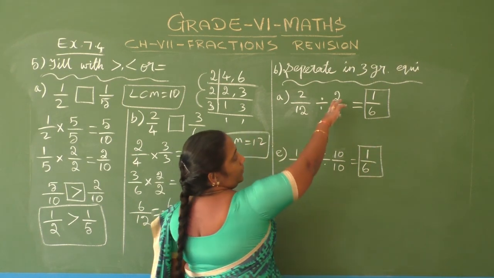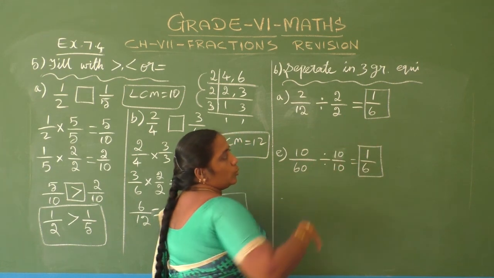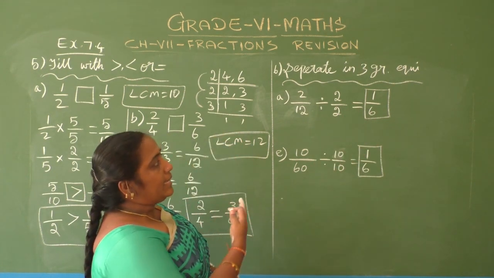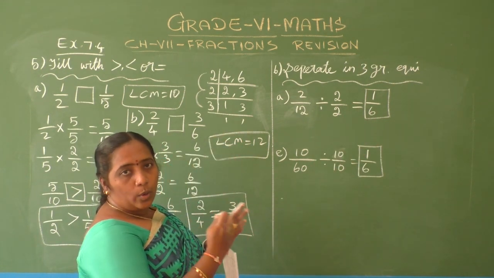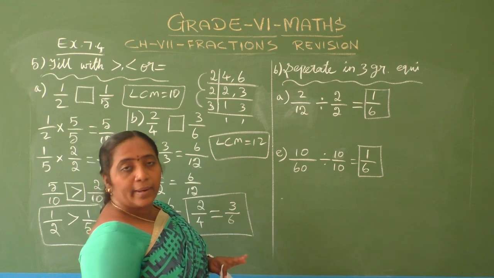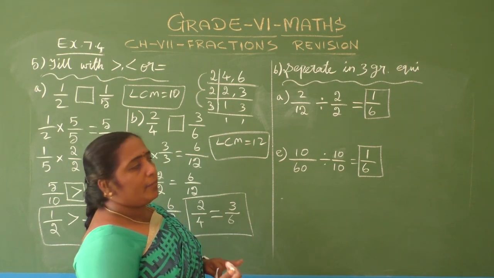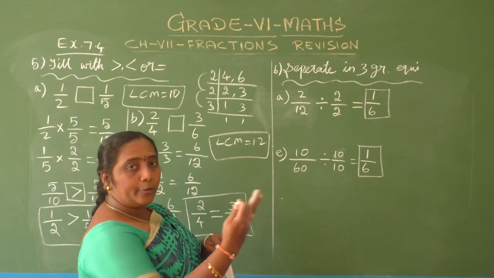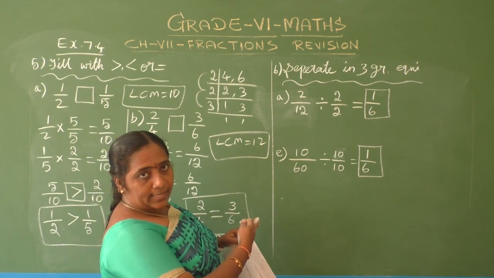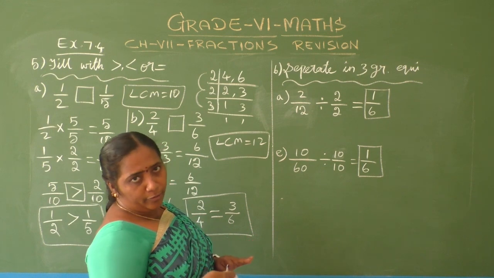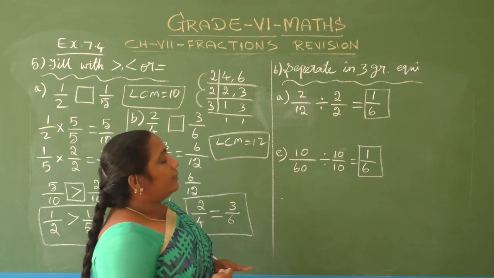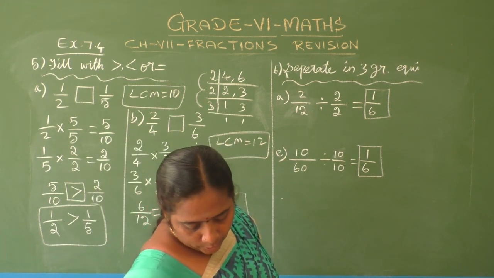See, both sums are the same. These two answers are the same. So I am arranging these two sums in one same group. Like that, the remaining sums you have to reduce and find the answer. The answers will come in another two groups. One group I found out, 1 by 6. So another two groups you have to find out. Okay. Then we go to the next one.